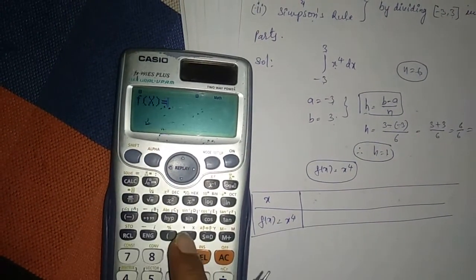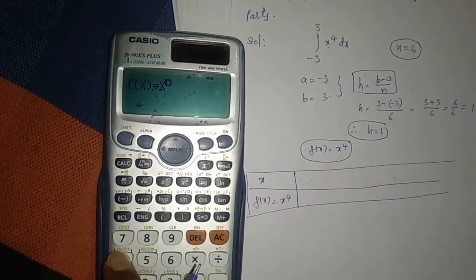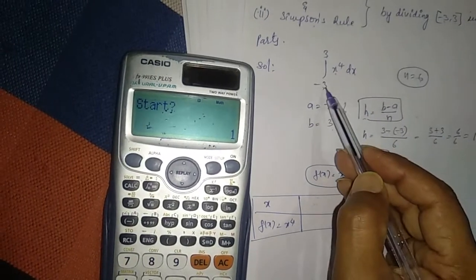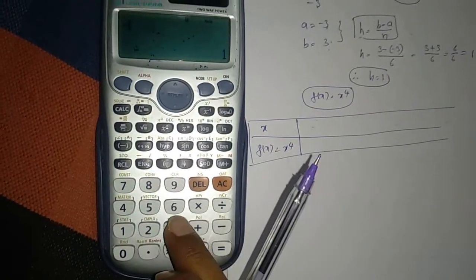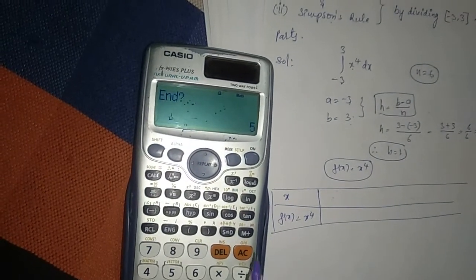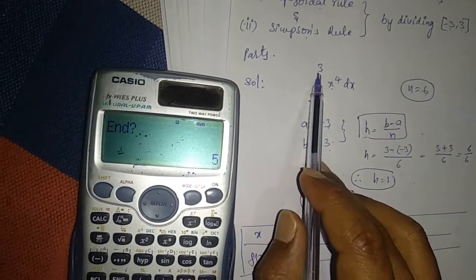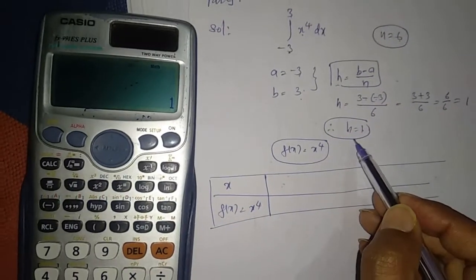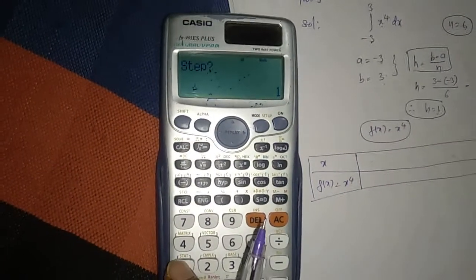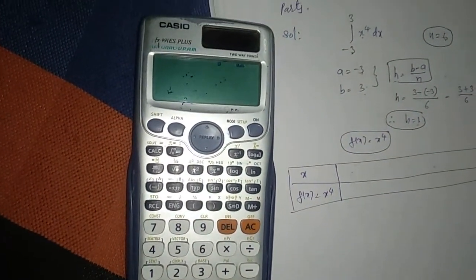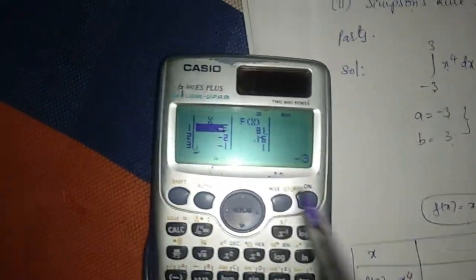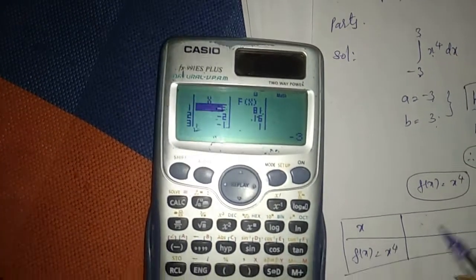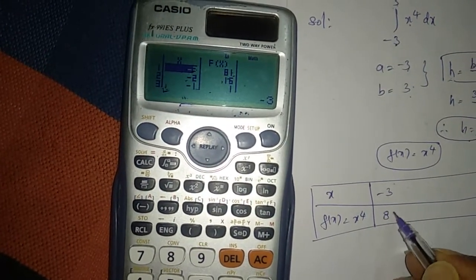So alpha x to the power 4, equal. Start means the lower limit, which is minus 3, so minus 3 equal. Now end means upper limit, that is 3, equal button. Step means h value is 1, so press 1 equal, this is the table. Here observe x is equal to minus 3, f of x is equal to 81.